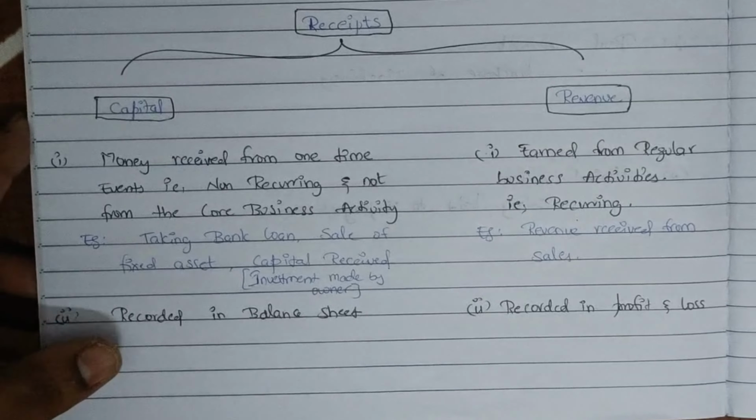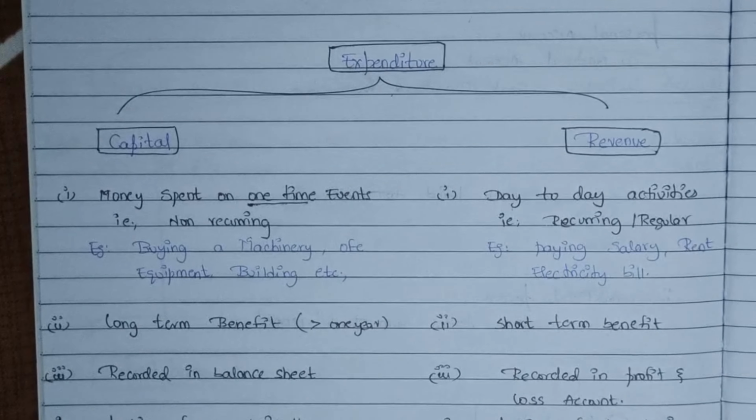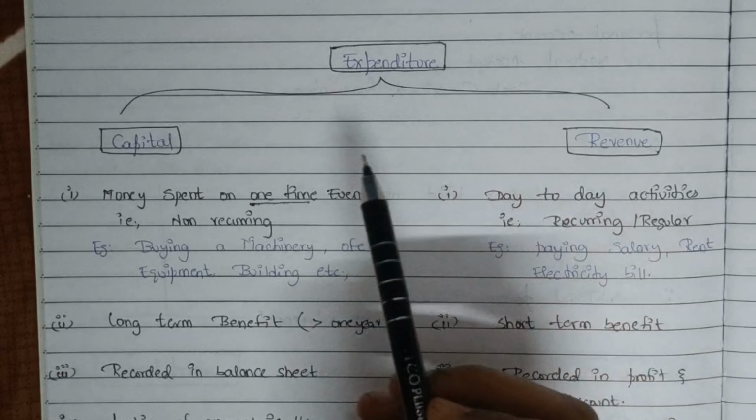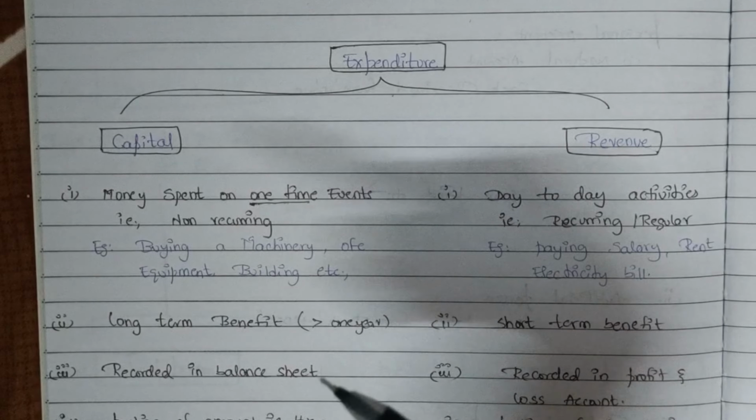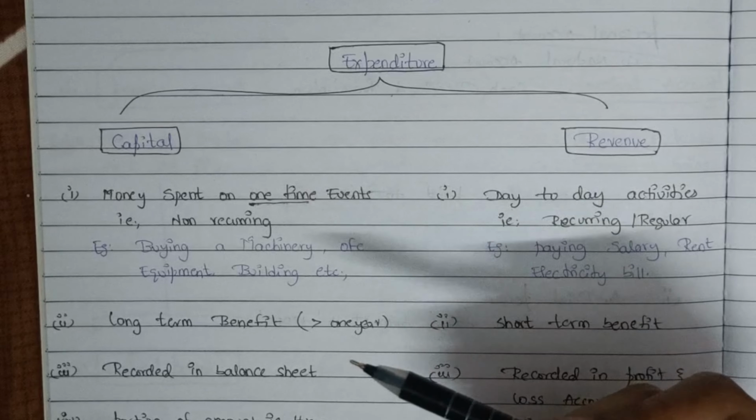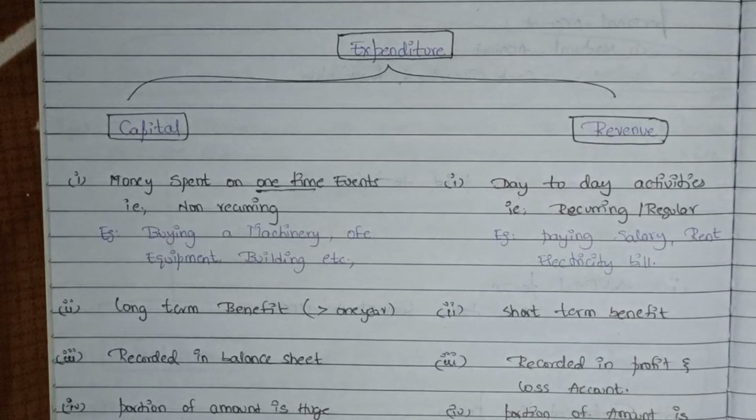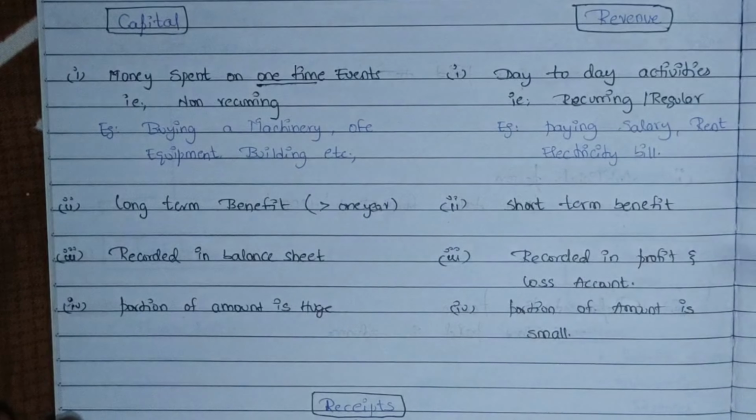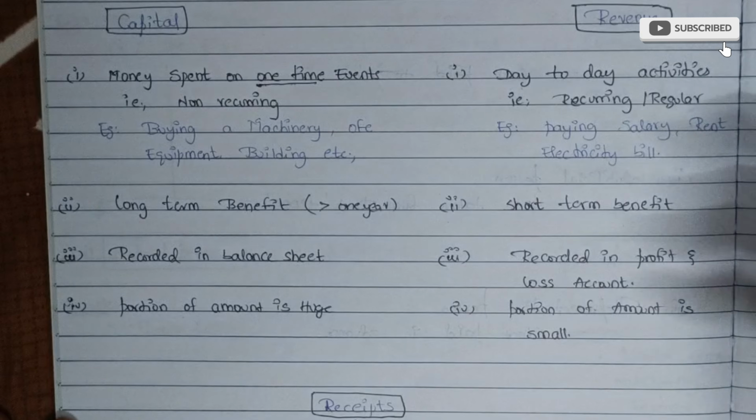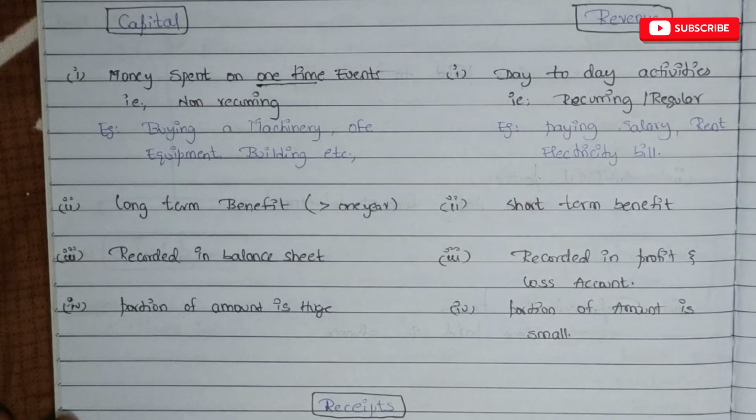Okay, let's revise once more. Expenditure is of two types, capital and revenue. Capital expenses are those which are spent on one-time events in huge amounts and are shown as assets under the balance sheet, which have long-term benefit. Whereas revenue expenditure is what we spend on a daily basis for the purpose of business, which has short-term benefit. They are used pretty quickly and are shown in the profit and loss account.